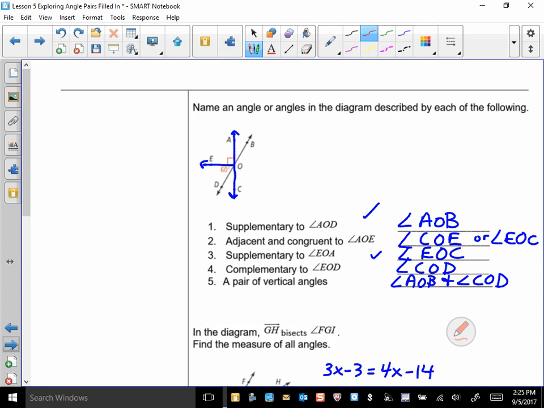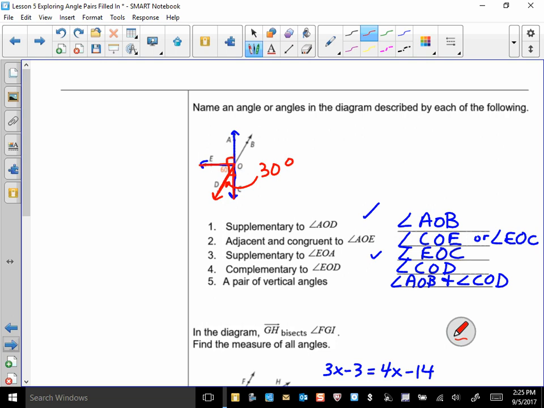Okay, here's EOD. Okay, and since this is a right angle, I also know that this is a right angle, so the angle that's complementary to EOD is angle COD. That would mean it's 30 degrees in there.